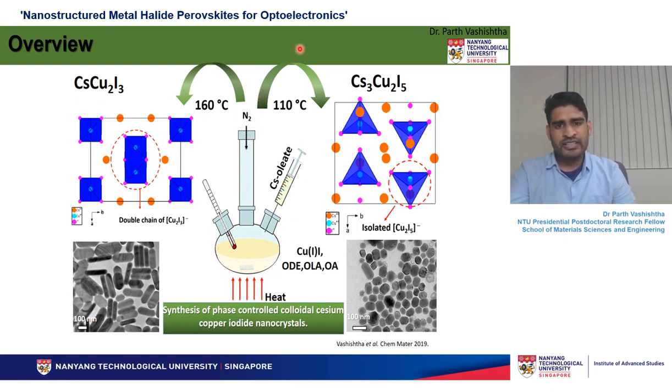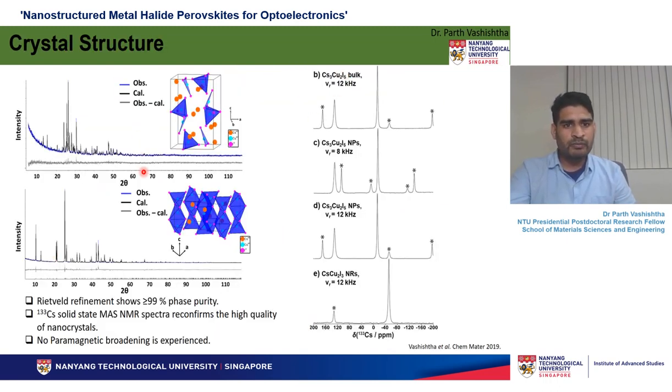What I did, I changed the reaction temperature from 110 to 160 and got these two different shapes. So 110 makes Cs3Cu2I5, zero-dimensional, basically nanoplates, and CsCu2I3 makes a one-dimensional structure, more like nanorods. You can see they are really nice nanorods here. Both of these materials have different optical properties and structural properties too. In terms of the structural properties, they both were extremely phase pure, more than 99% phase purity. And we confirmed the phase purity not only by Rietveld refinement here, but also did solid state NMR.